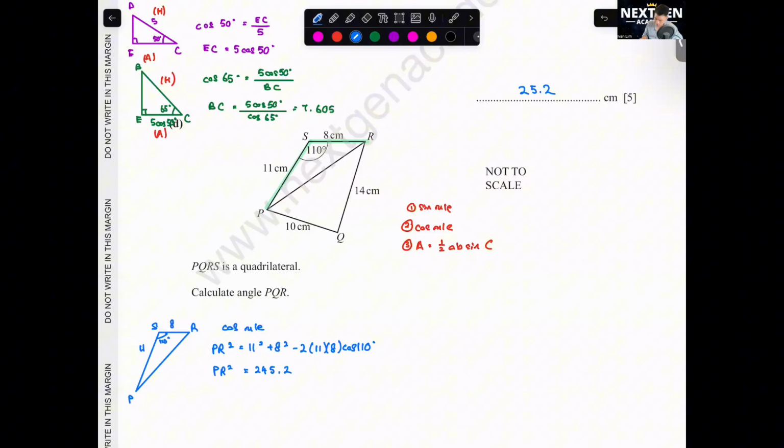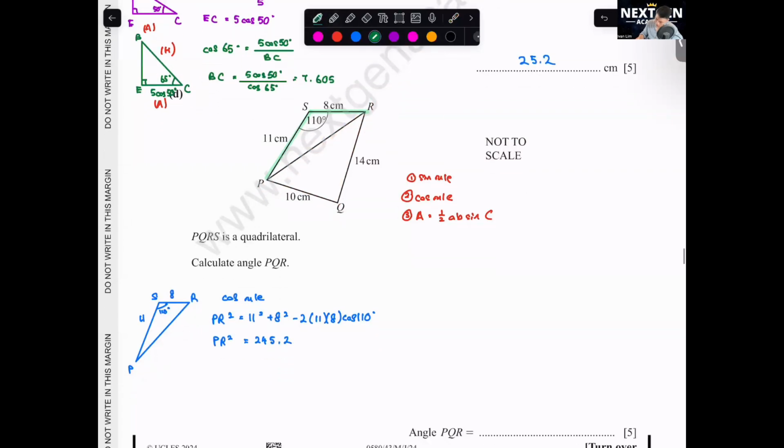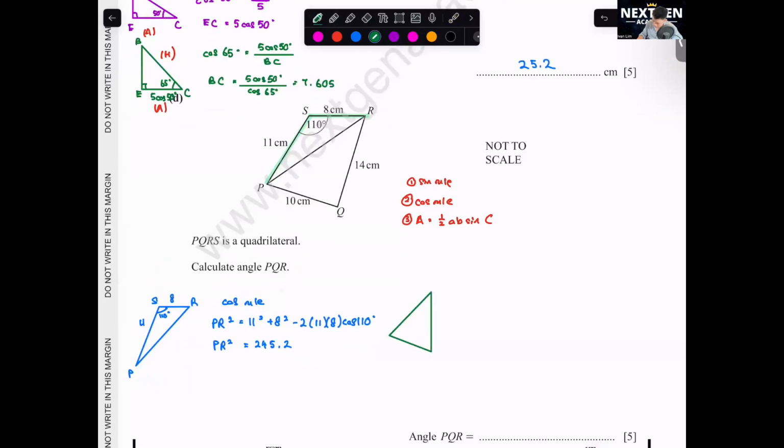Why do I leave it as PR square? Because I'm going to use it in another triangle over here. This is my second triangle where I'm going to use cos rule again. For PQR, you can also calculate the square root of the value. 10, 14. PQR, I want this angle here, so that means this is my crocodile mouth. I have PR square, which is this value here. To simplify it, let's just calculate the PR value. PR is 15.6587.